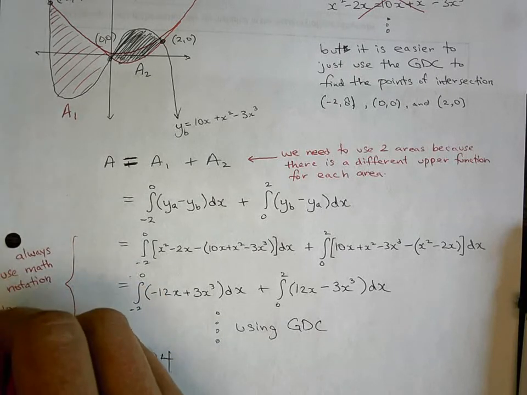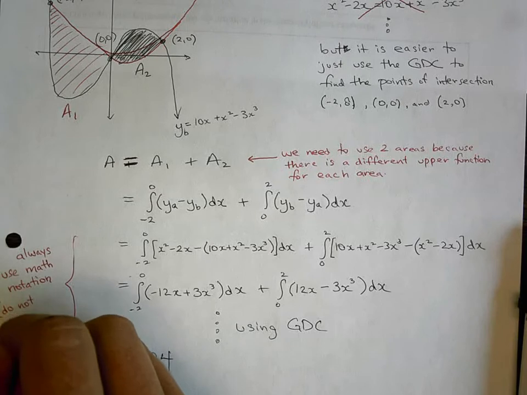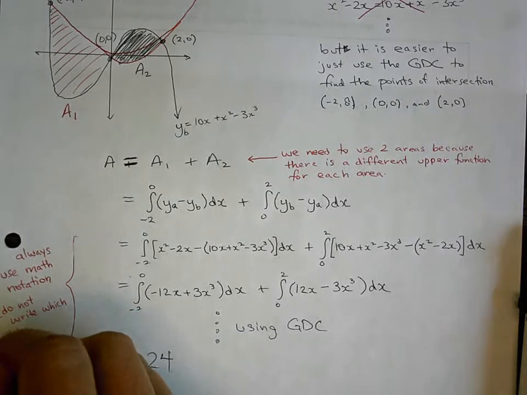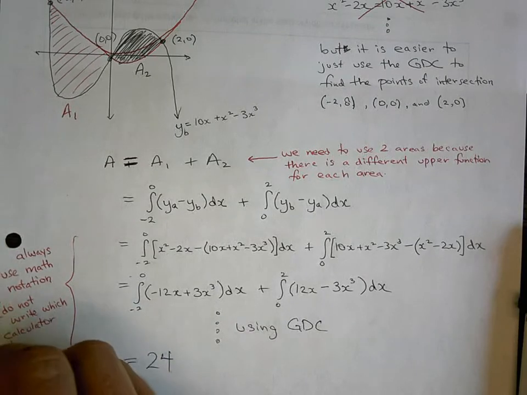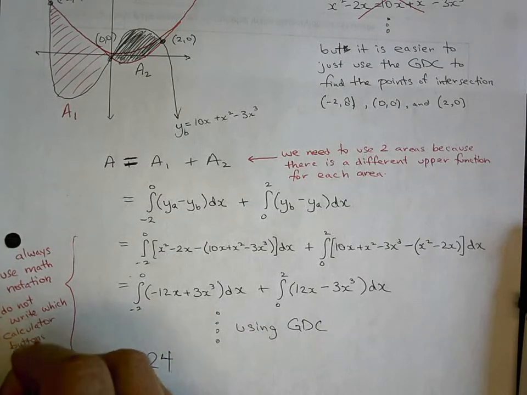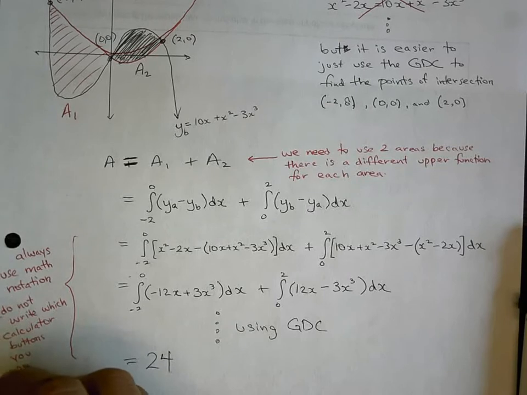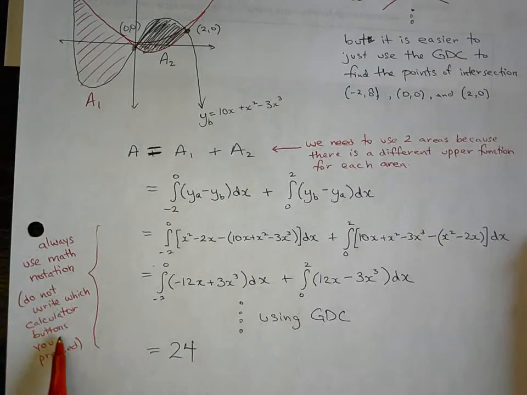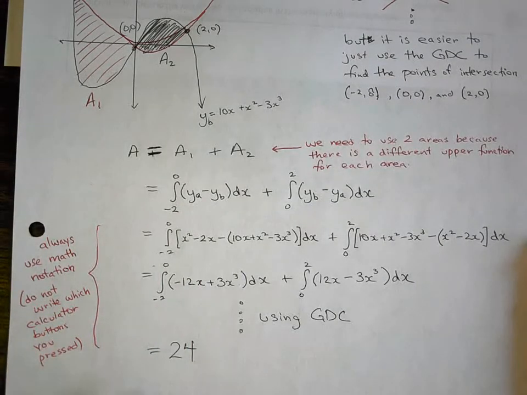Do not write which calculator buttons you pressed. That's an important thing throughout this course. IB does not want to see what calculator buttons you press. They want to see the math notation, and then just that you're using the GDC. So this is perfectly acceptable. Just put your answer, and you can even put GDC. That's a nice form to tell the marker what you're doing.